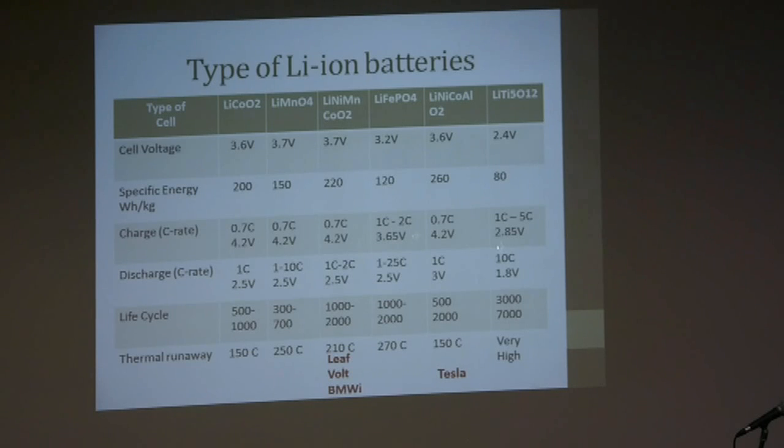The Leaf, the Volt and the BMW use that one. Lithium nickel, which is sort of pretty high as well, has a higher runaway temperature, so it's a bit safer. Fairly good life cycle, but not as good at the discharge. Now you can do something about that.